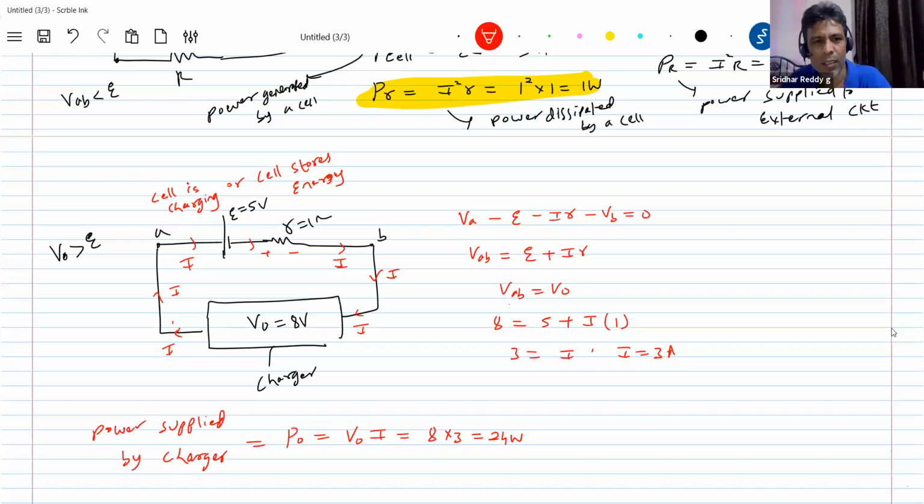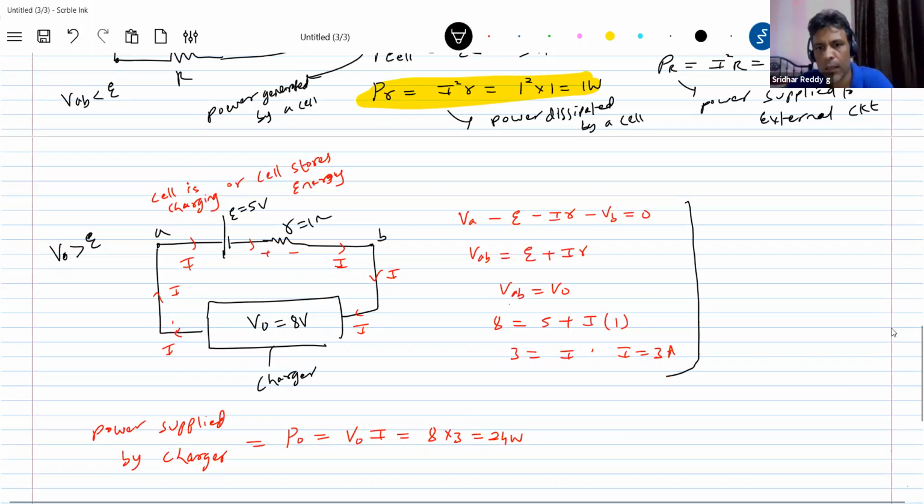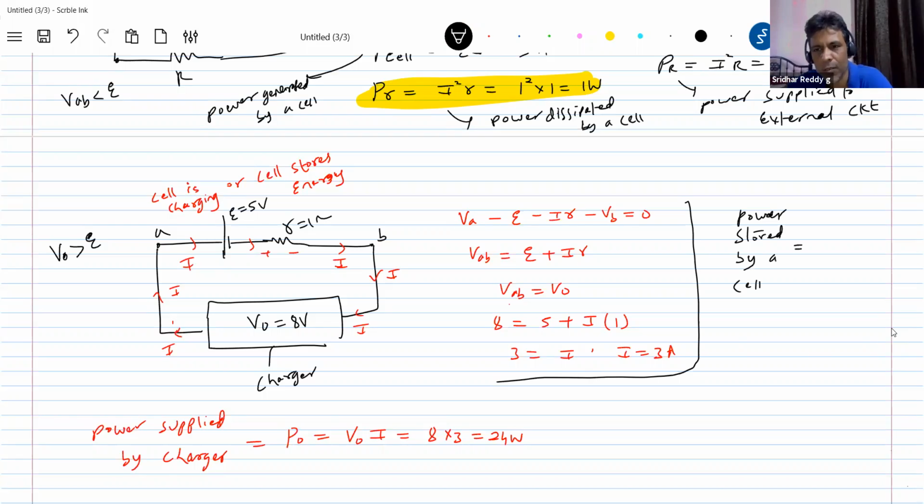And then what is the power stored by the cell? Power stored by a cell, I should write this is E into I. What is E equal to? The EMF of this is 5. Current is how much? 3. So how much is it? 15 watt. So how much is this charger actually supplying? 24 watt, in which only 15 watt is stored. The remaining, how much? Remaining it is 9 watt.